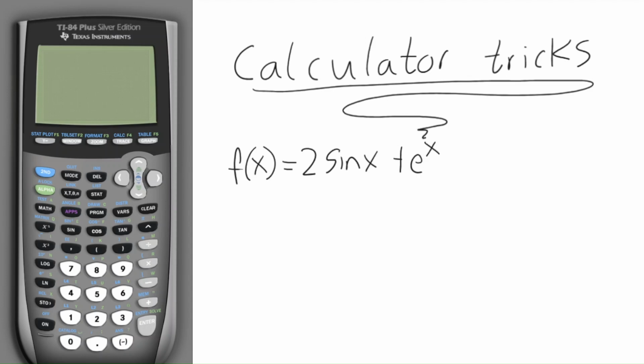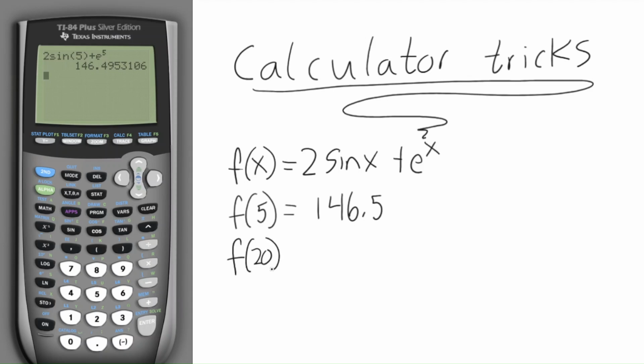Now, you could just type into your calculator, 2 times the sine of, well, let's say we want to find f of 5 or something, right? You could do 2 times the sine of 5 plus e to the fifth. And this works great. You get an answer, right? That gives me 146.5-ish, right? But that's going to get complicated if you then need to find, what about f of 20? We got to replug it all in, and it's kind of nasty.